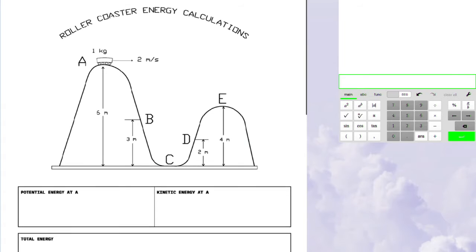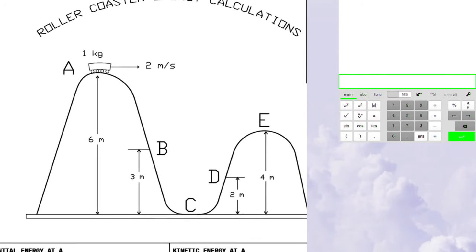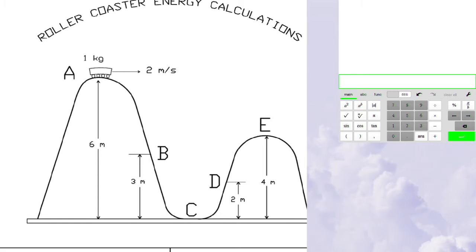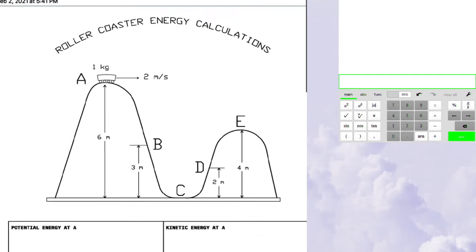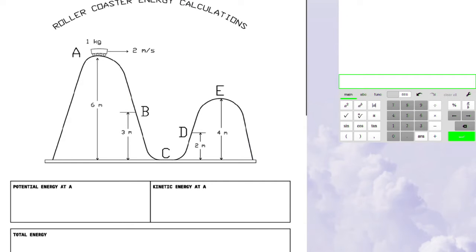So here's the situation. We're starting off with a cart that went up this hill and it's currently going 2 meters per second, and it's going to travel down and then go back up and then over the second loop. Our first task is to calculate the potential energy at point A.